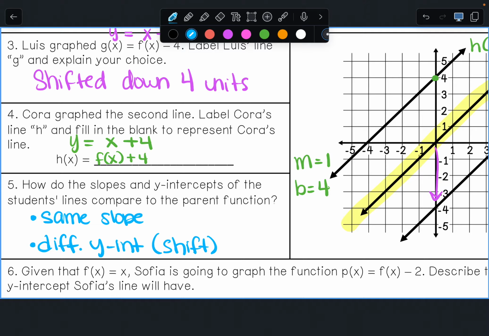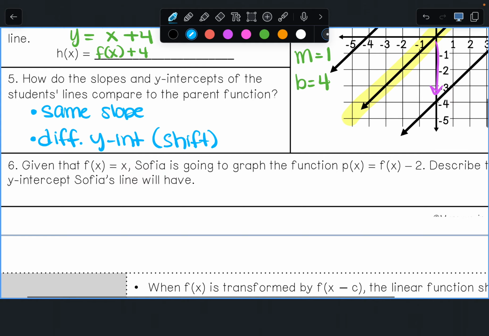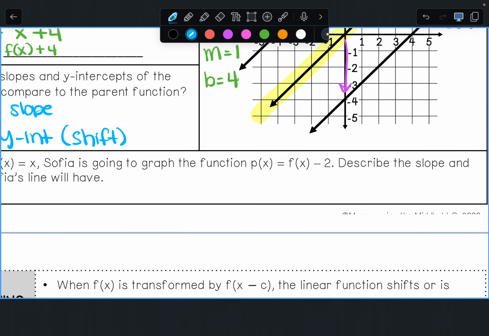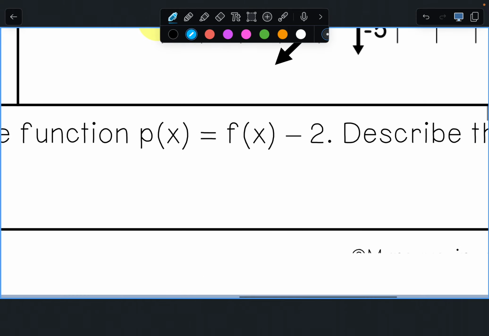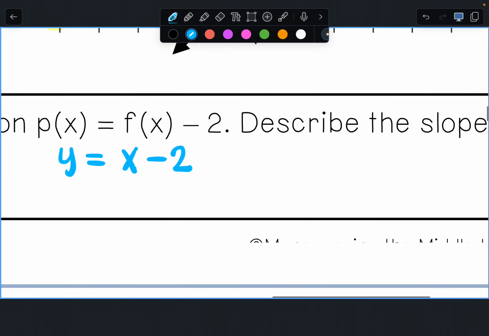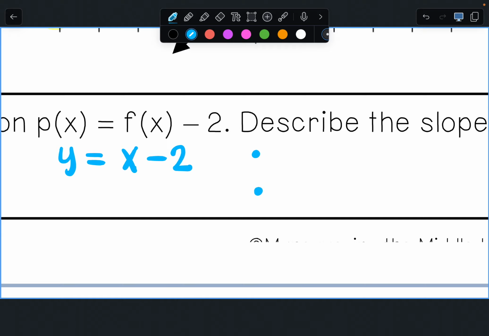Number 6. Given that f of x equals x, Sophia is going to graph this function. Well, in order to describe the changes that were made, I need to switch it back to slope-intercept form. So let's switch it back. p of x will change to y equals, f of x changes to x minus 2. It says describe the changes in the slope. What happened to the slope? Nothing. Same slope. What happened to the y-intercept? Shifted down 2.